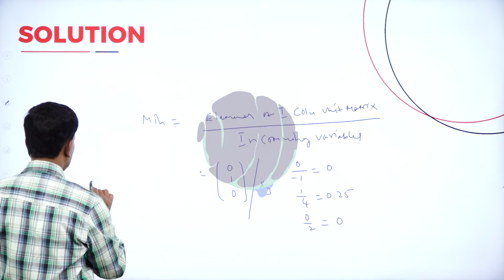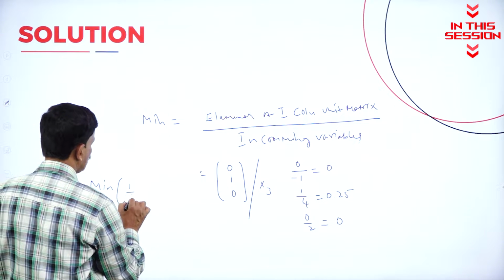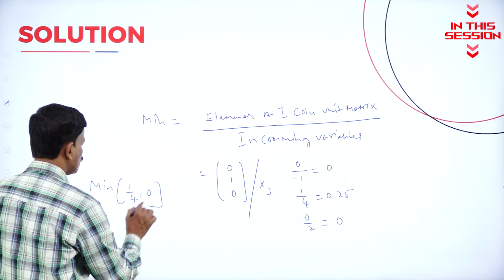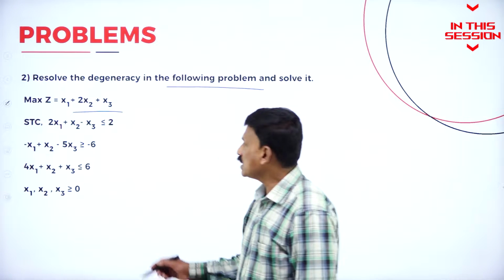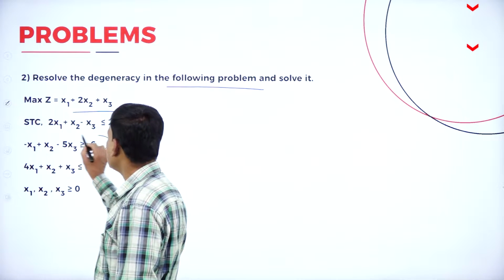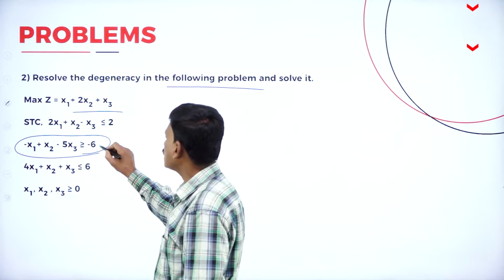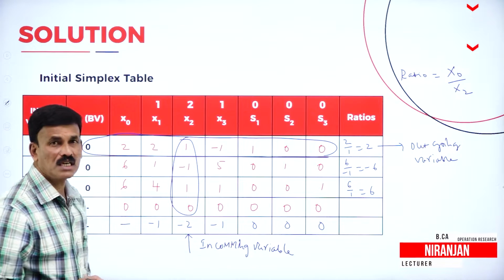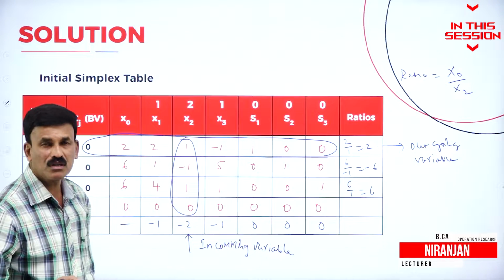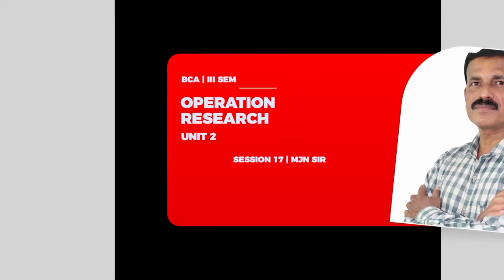So the minimum value we are going to get is minimum of 1 by 4 comma 0. Here the minimum value is equal to 0. See here in the second equation it is greater than or equal to minus 6. Let us convert this as positive. What is the key element? The intersection of the incoming and outgoing row and column will give the key element.